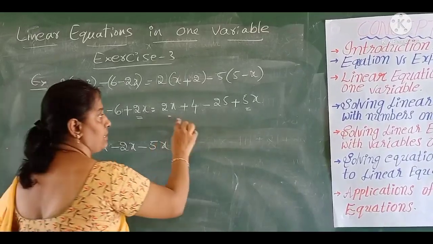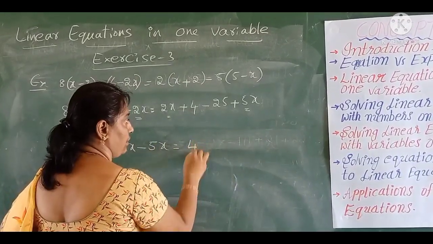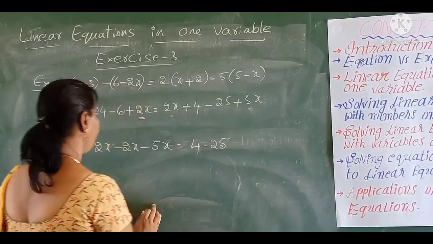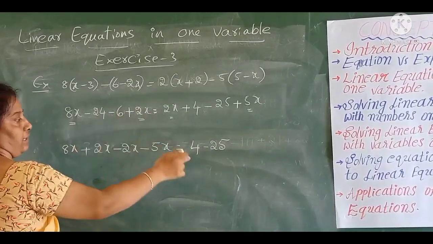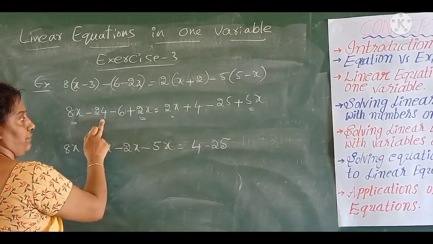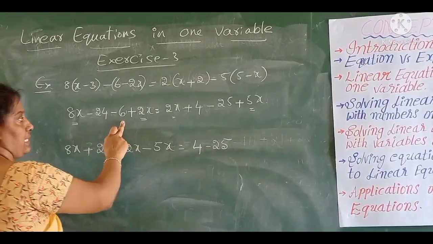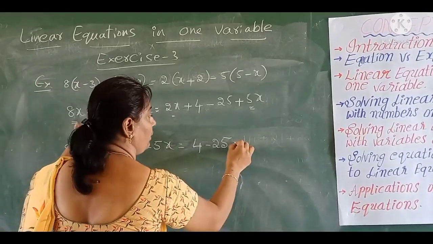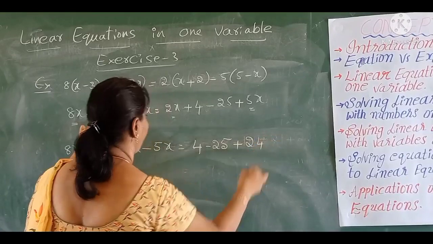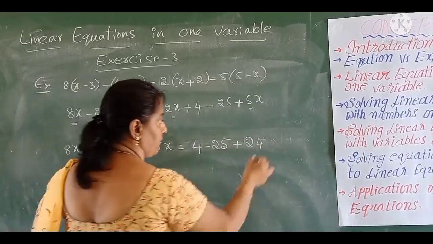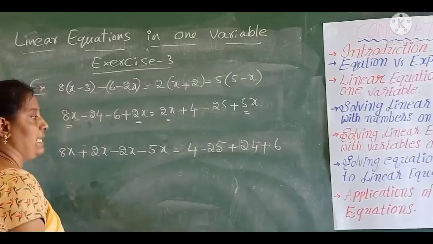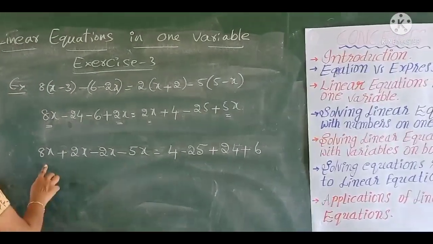So what are the constants on the right hand side? Positive 4 and negative 25. What are the constants on the left hand side? Minus 24 and minus 6. So minus 24 will move to the right side and become positive 24. Minus 6 will become plus 6. So how to solve?